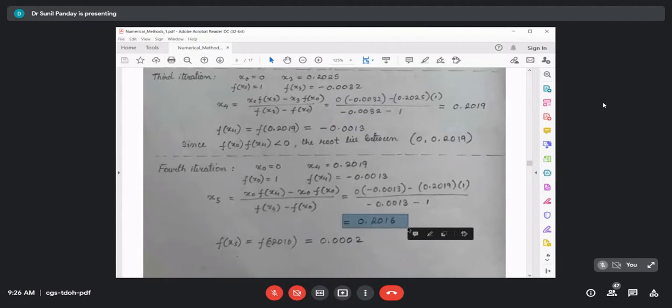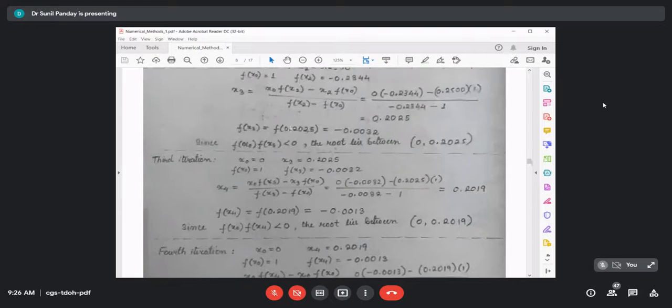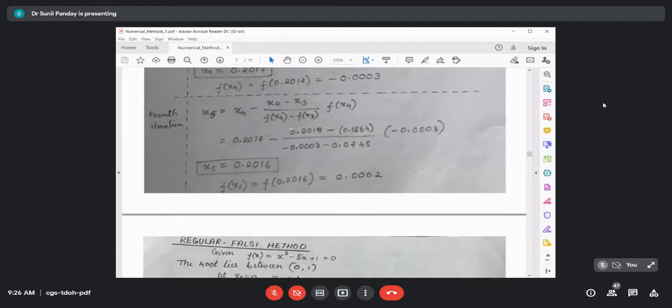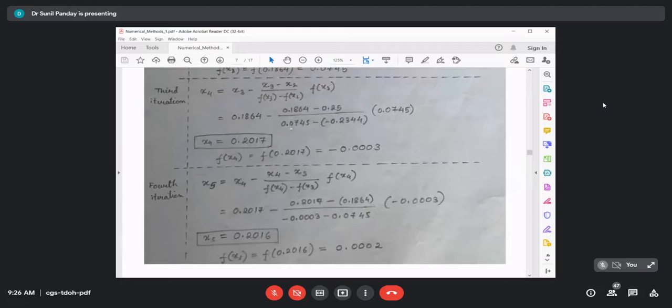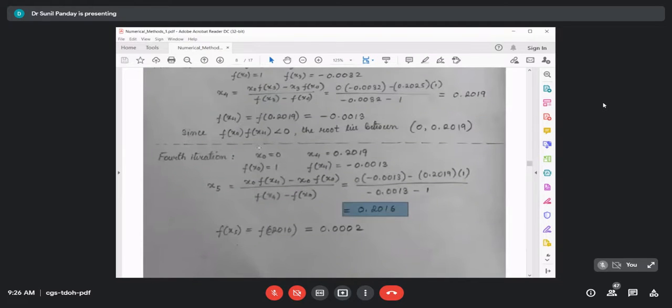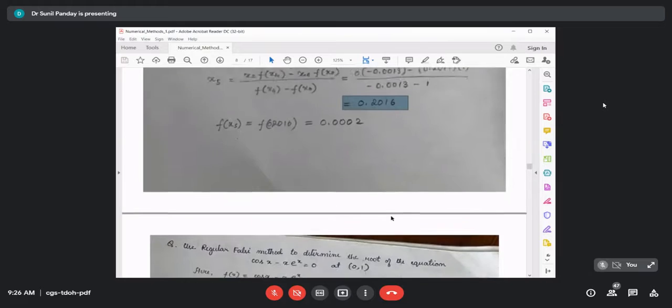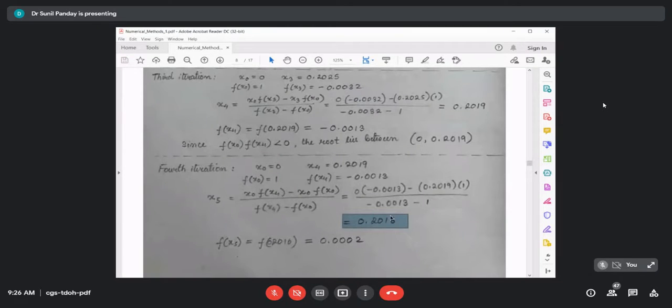You can see that the approximated values are also different in secant after the fourth iteration, even though they are the same up to this point. Like at the fourth iteration we have 0.2017, and here at the end of the fourth iteration we have 0.2016. So this is the difference, and this is how we apply the secant and regula falsi method.